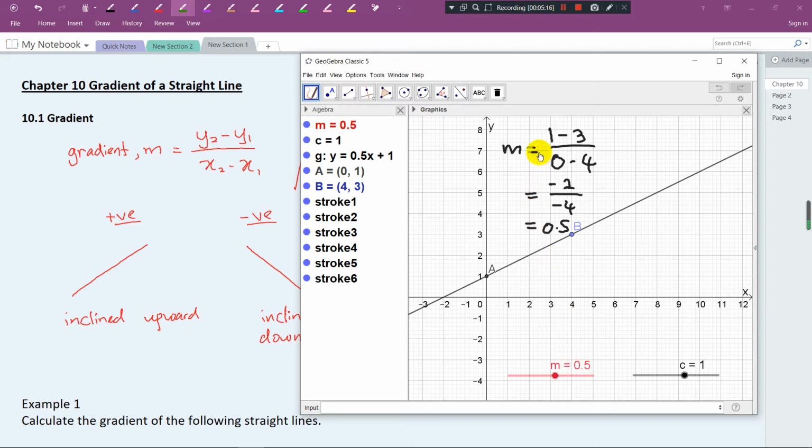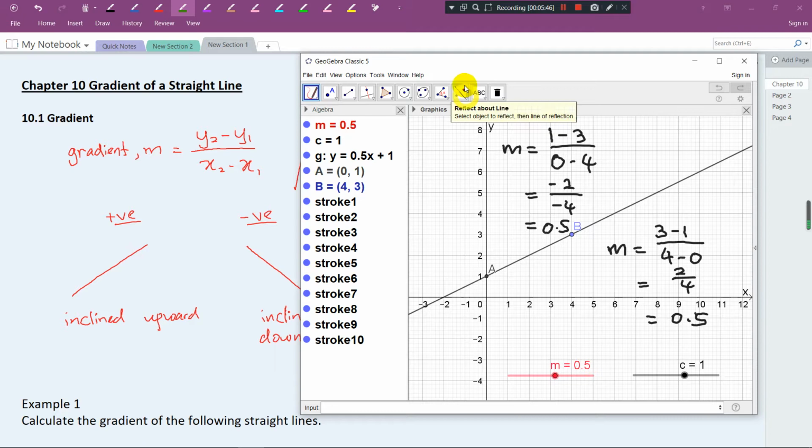So if you don't want to take 1 minus 3, we go another way. We take 3 minus 1. Remember, if you take 3 minus 1, when you go to the x part, you have to do the same thing, 4 minus 0. So this is 2, this is 4. You see, you still get the same answer, 0.5.